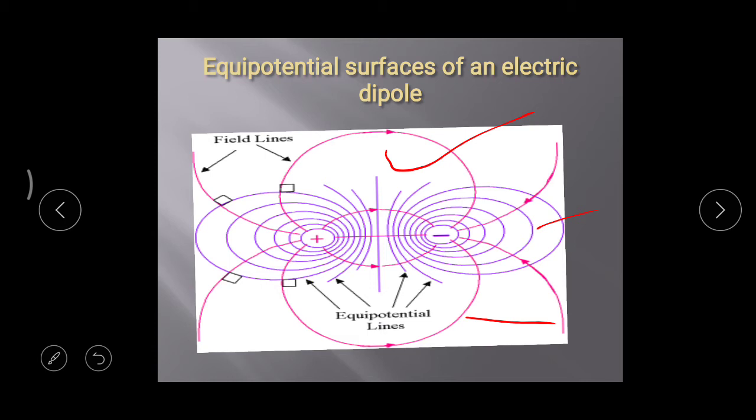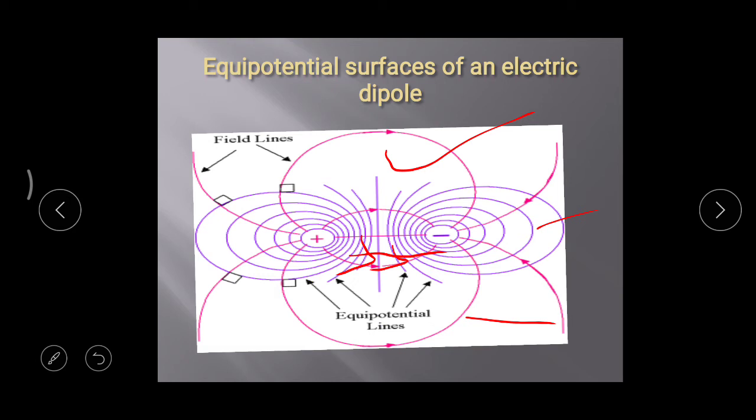The gap is lesser and lesser in between the charges between equipotential surfaces, and that is due to the reason that electric field is strong here because it adds up due to both the charges, same direction electric field.